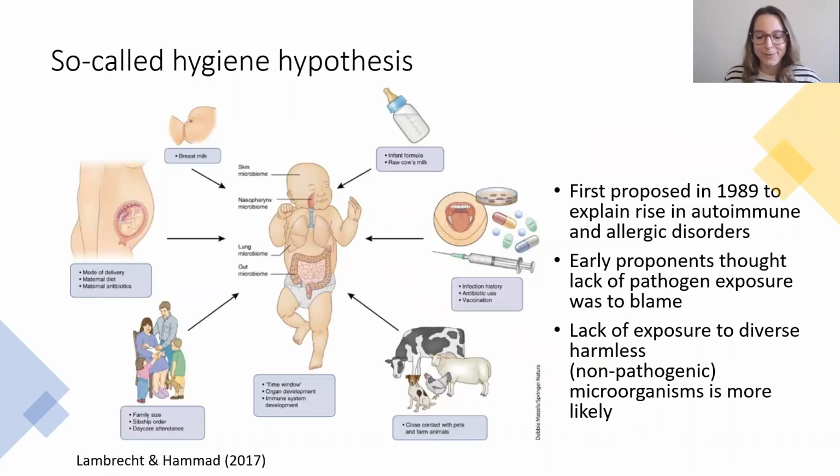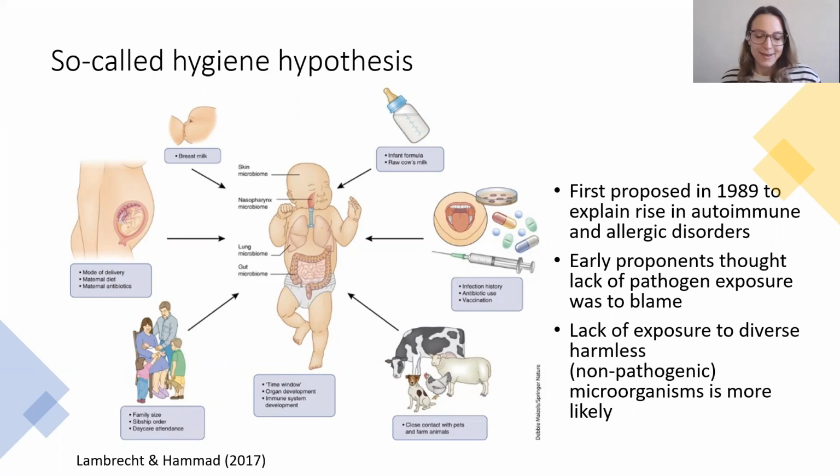So this brings us to this interesting theory, the Hygiene Hypothesis, which was really advocated for, I think, back in the 1990s. It was first proposed in 1989, and it was used to try to explain the rise in many of the autoimmune as well as allergic diseases and disorders that were coming up around then. So early proponents of this hypothesis thought that it was due to a lack of pathogen exposure. So because we weren't exposed to a lot of those, let's say, vaccine preventable diseases, that was to blame for the rise in allergies and autoimmune disorders.